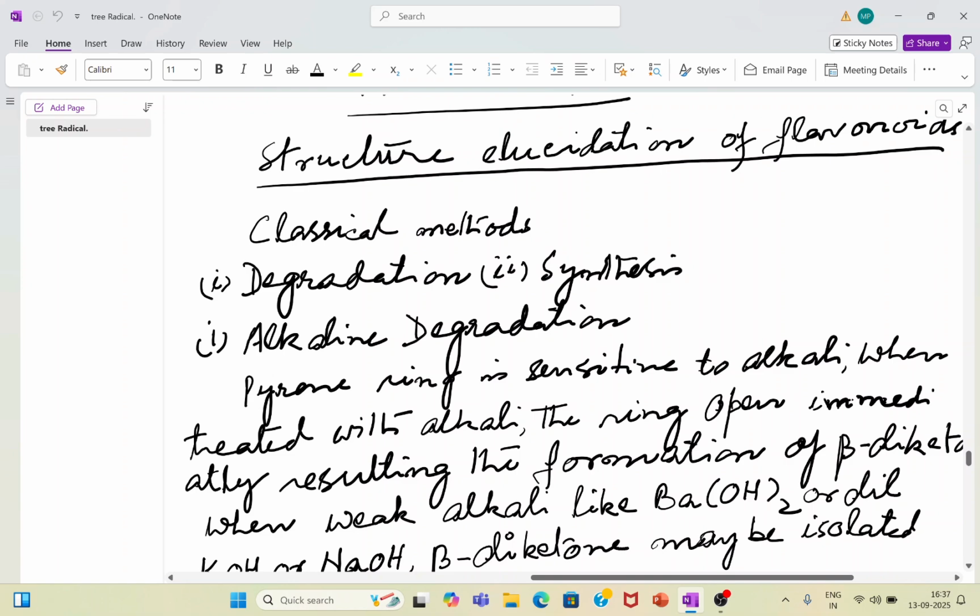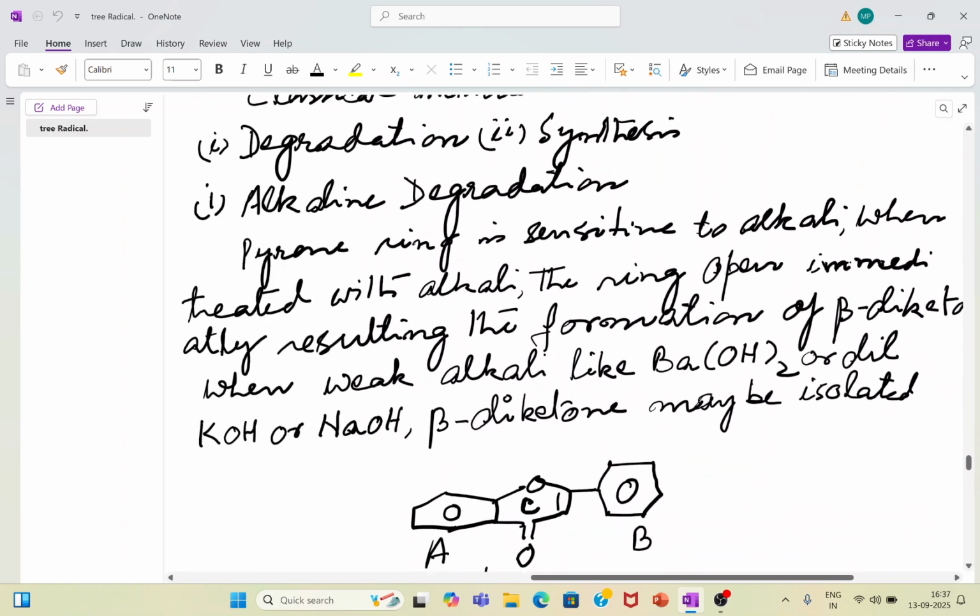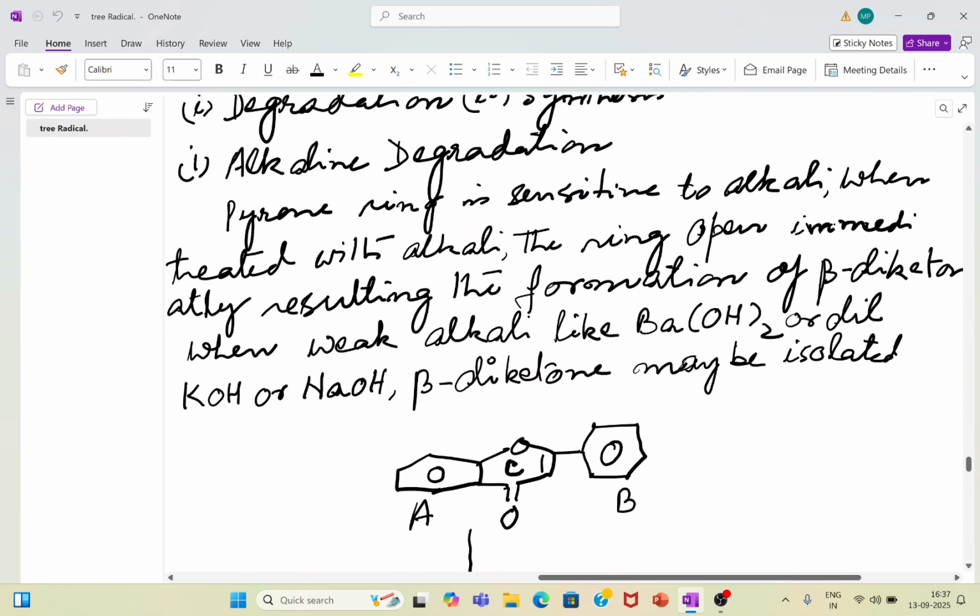Now, degradation is carried out by alkali, and that is called the alkaline degradation. Now you see, this is the structure of the flavonoid. This is A ring, this is B ring, this is C ring. Now this is called the gamma pyrone ring, as I told you, and this is called the chromone ring or the benzochromone. That's why benzopyrone.